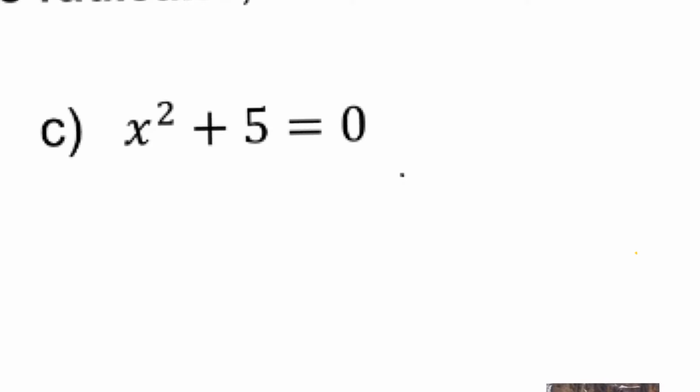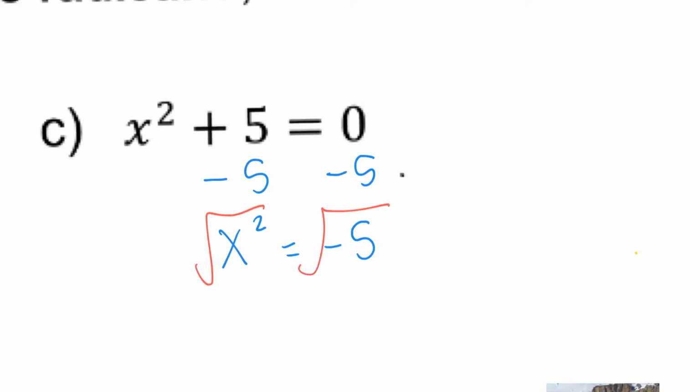Okay, so letter C. Now we're going to just follow the same steps as before. We're going to use the inverse operations of adding 5. We're going to subtract 5 on either side. And we get x squared equals negative 5. And then we're going to square root both sides. And I'm going to be left with x.